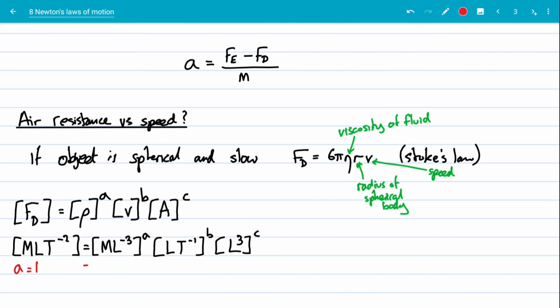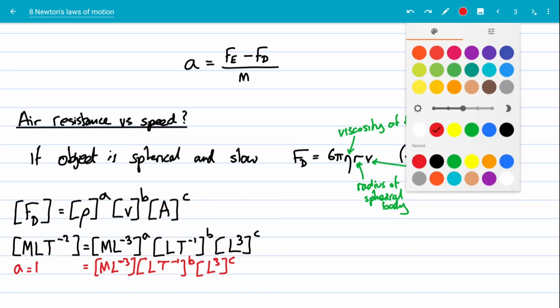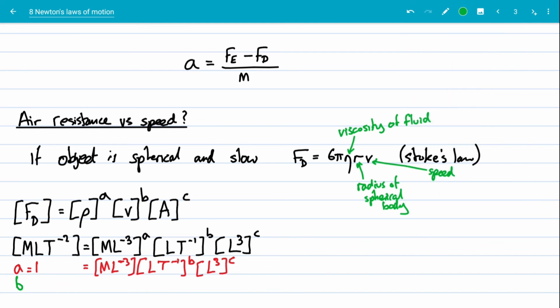We can now write this out again and say that's equal to m L to the -3, and then L t to the -1. We'll work out what b is in a second. L to the 3, we'll work out what c is in a second. Oh, I forgot to write the b down. So on the left-hand side, we've got t to the minus 2. On the right-hand side, t only appears once, and it's t to the minus 1. So the only way to make that work is to say that b must equal 2.